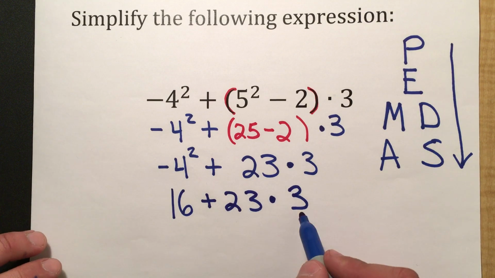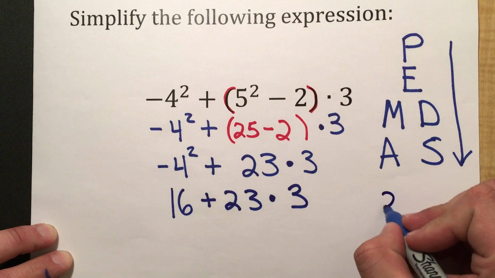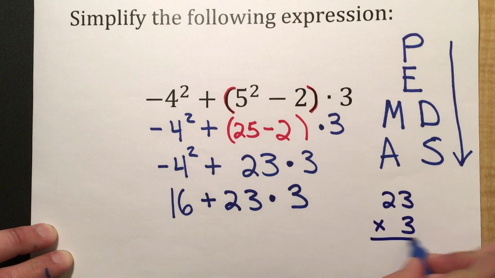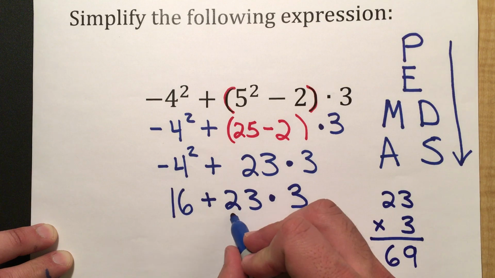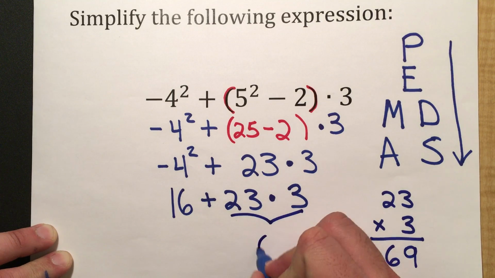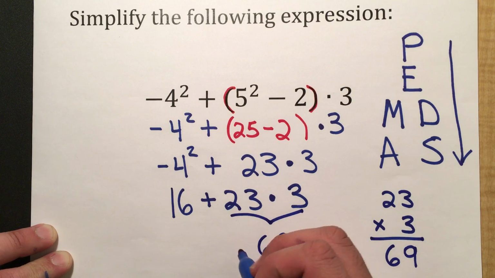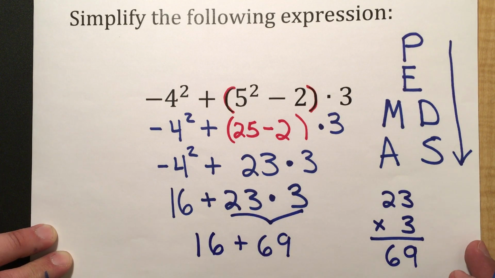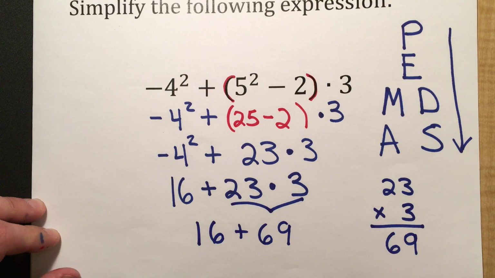So let's multiply 23 times 3. Here, I'll do it here for you guys. 3 times 3, that's 9. 3 times 2, that's 6. 69. So this here has a value of 69. And I already multiplied it, so I don't need to write it down anymore. I'm going to bring down the plus sign, and I'm going to bring down the 16. Then all we have left now is 16 plus 69. So we're just going to have to add these 2, and these 2 have a value of 85.